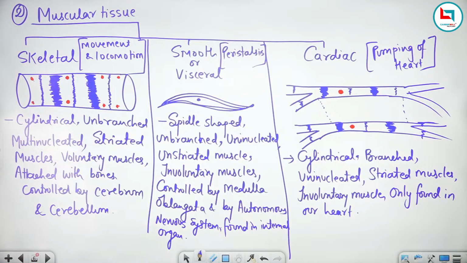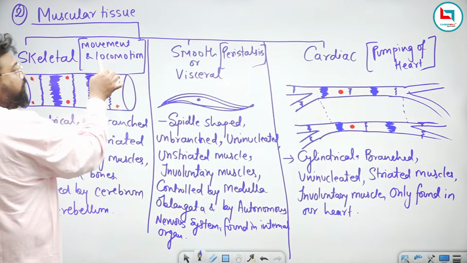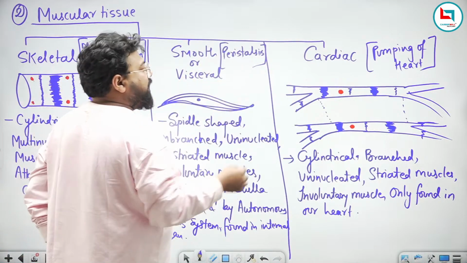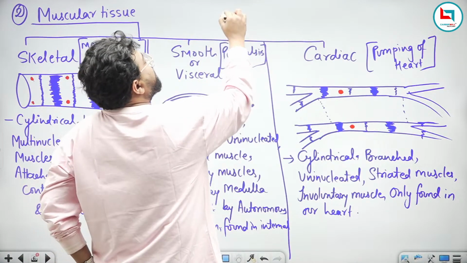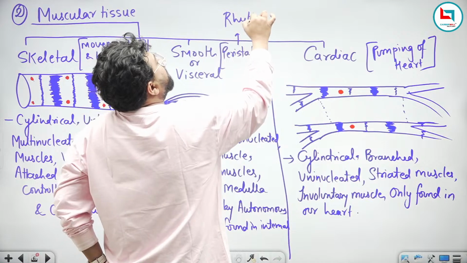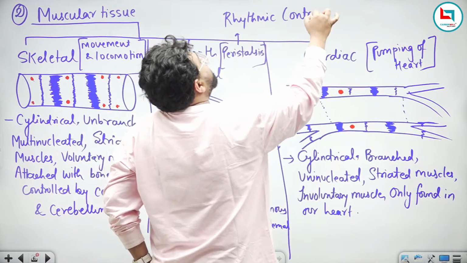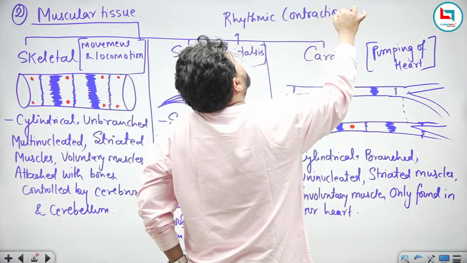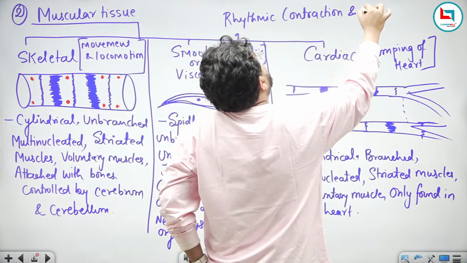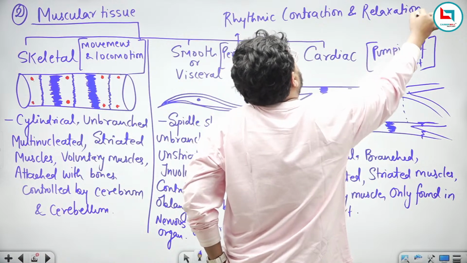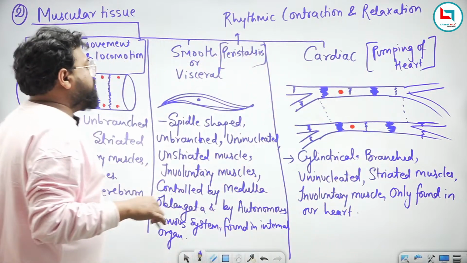Second is muscular tissue. We have 3 different types of muscular tissue: skeletal, which helps in movement and locomotion; smooth or visceral, which helps in peristalsis. What is peristalsis? It is rhythmic contraction and relaxation of muscle due to which any organ will work. And cardiac muscle, that helps in the pumping of heart.